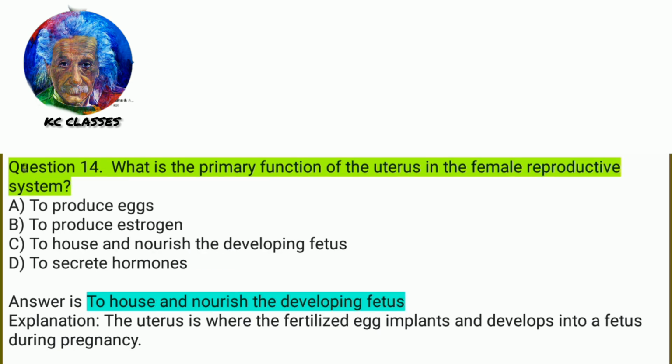Question 14. What is the primary function of the uterus in the female reproductive system? A. To produce eggs. B. To produce estrogen. C. To house and nourish the developing fetus. D. To secrete hormones. Answer is to house and nourish the developing fetus. Explanation: the uterus is where the fertilized egg implants and develops into a fetus during pregnancy.